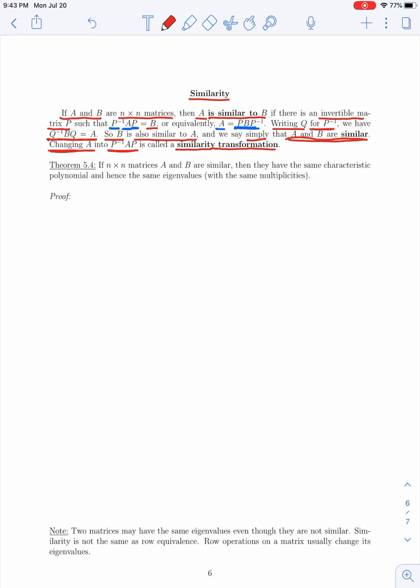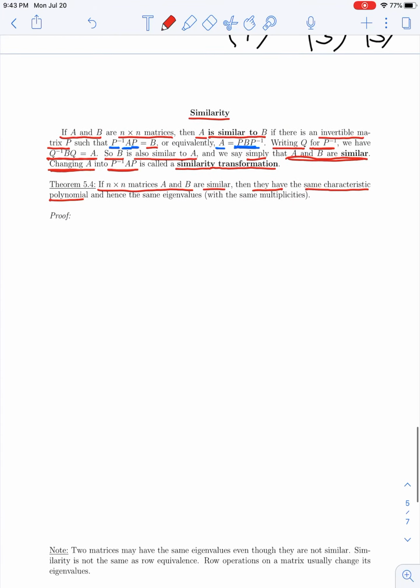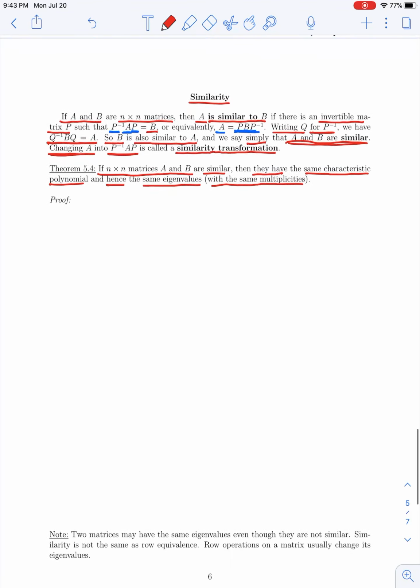So why would we be interested in a similarity transformation or similarity of matrices? Well, it can often provide an easier way to find eigenvalues of a matrix. So the following result, theorem 5.4 from your text, says if we have two n by n matrices, A and B, which are similar, then they have the same characteristic polynomial, and therefore have the same eigenvalues with the exact same multiplicities for those eigenvalues. So let's look at the proof of this theorem.